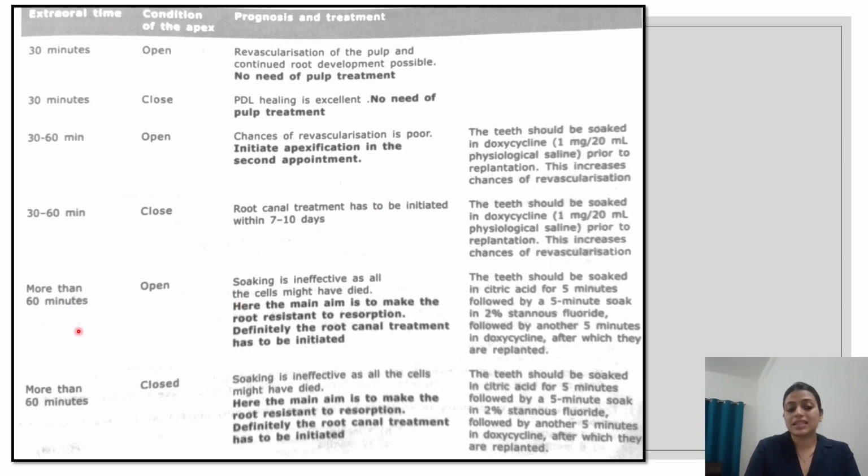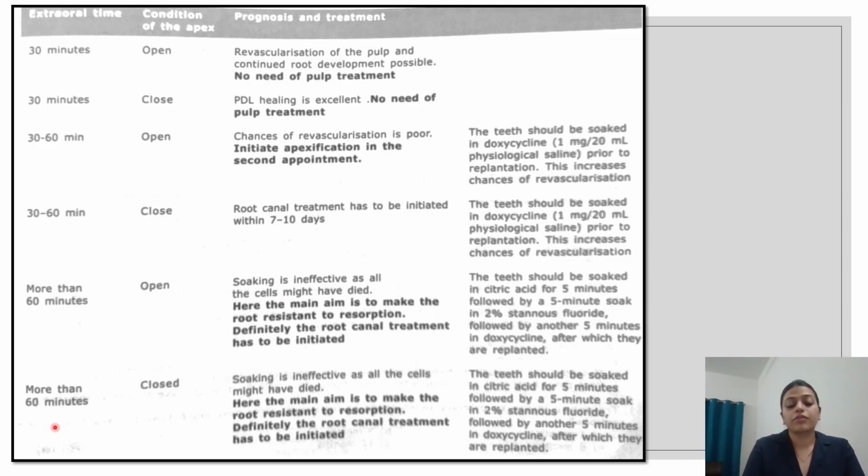If it is more than 60 minutes in an open apex tooth, then soaking is ineffective as all the cells might have died by that time. So here the main aim is just to make the root resistant to resorption. That is, the main aim now shifts to that there should not be any complication, and root canal treatment has to be done now.